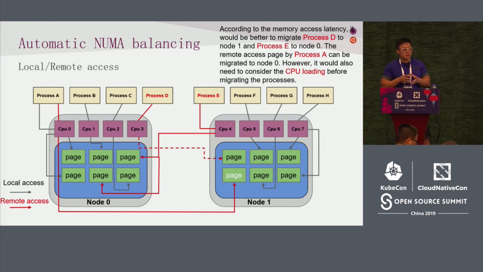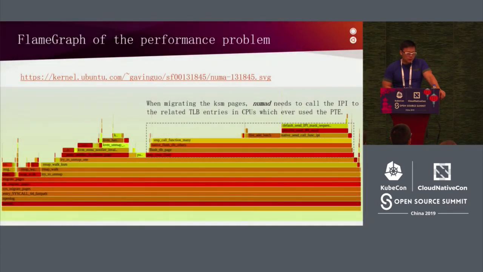I want to make it clear: when NUMA is enabled, there is NUMA balancing, and the page happens to be a KSM page. When the pages are merged together, they are over 200 MB, so it needs to do TLB flushes, and it causes the performance issue.